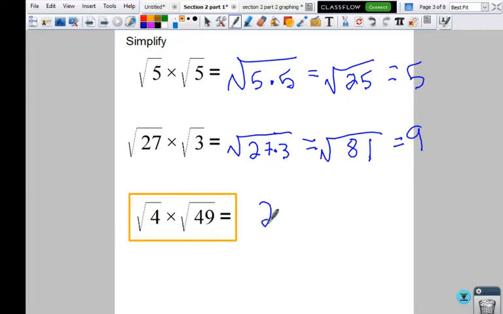2. And what's the square root of 49? 7. What's 2 times 7? 14. That was a terrible example. I'm going to have to fix this one.